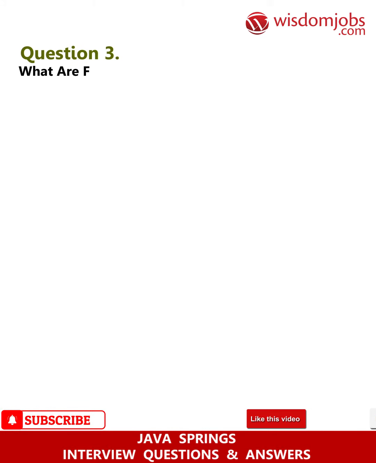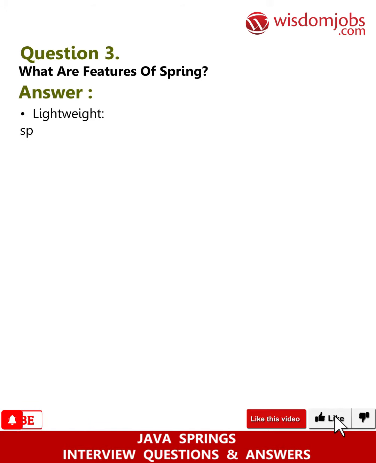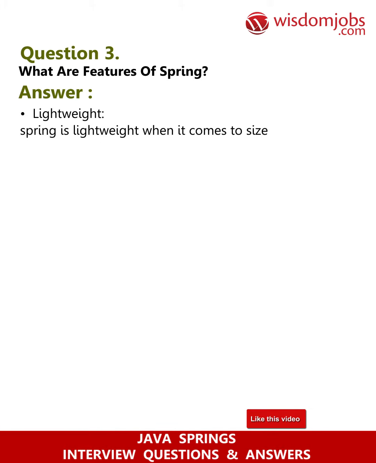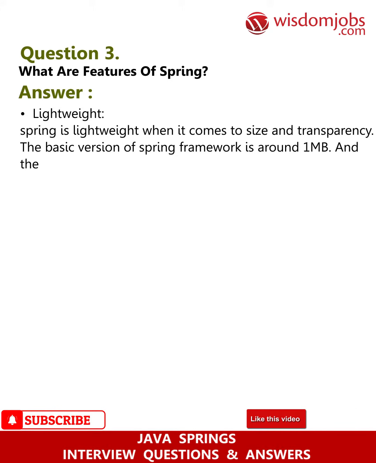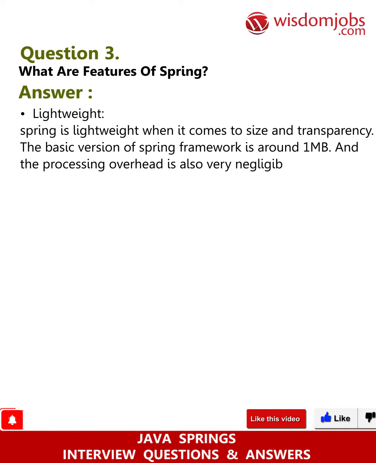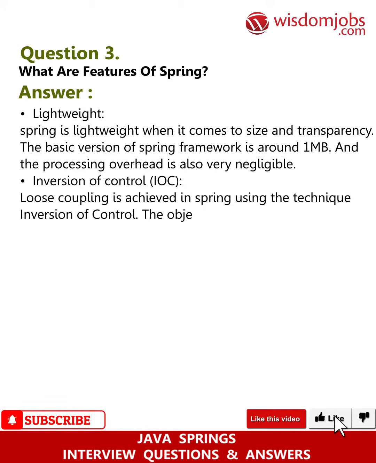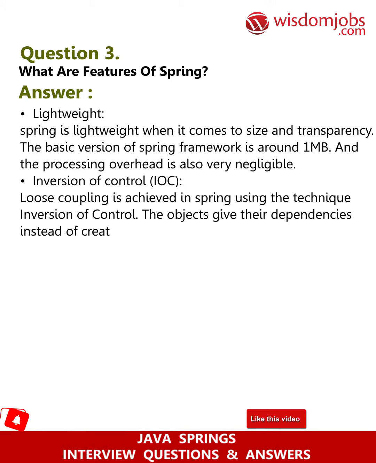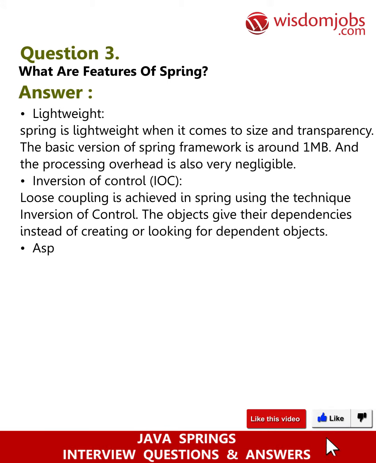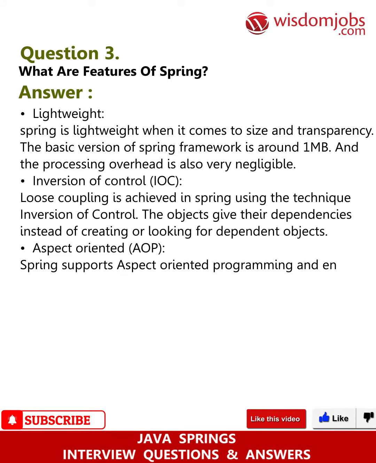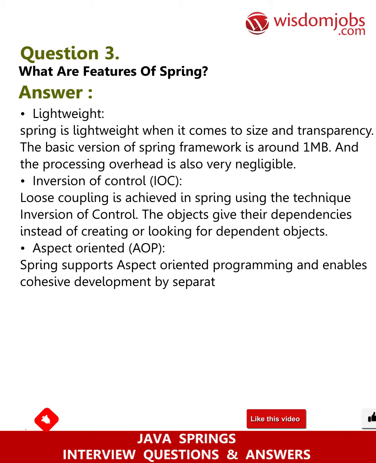Question 3. What are features of Spring? Answer. Lightweight. Spring is lightweight when it comes to size and transparency. The basic version of Spring Framework is around 1 MB and the processing overhead is also very negligible. Inversion of control (IOC). Loose coupling is achieved in Spring using the technique inversion of control. The objects give their dependencies instead of creating or looking for dependent objects. Aspect-oriented (AOP). Spring supports aspect-oriented programming and enables cohesive development by separating application business logic from system services.